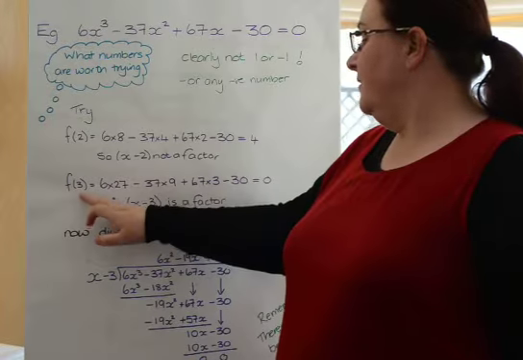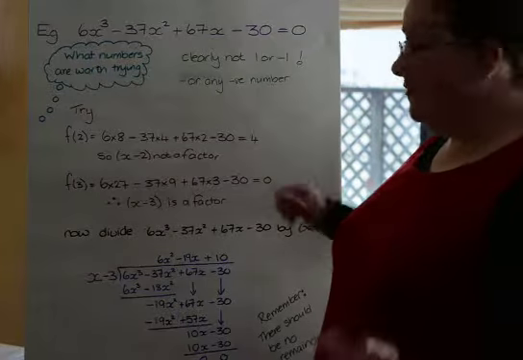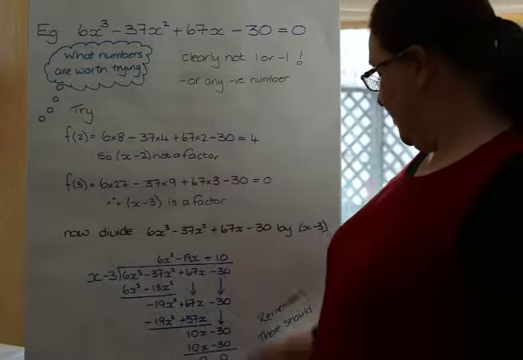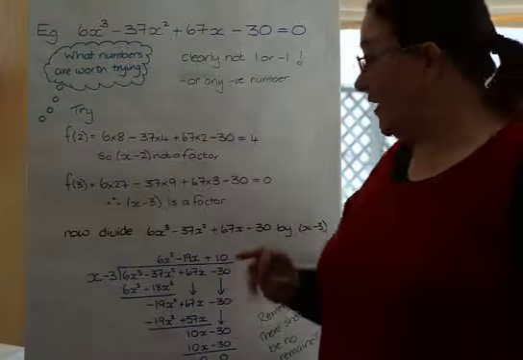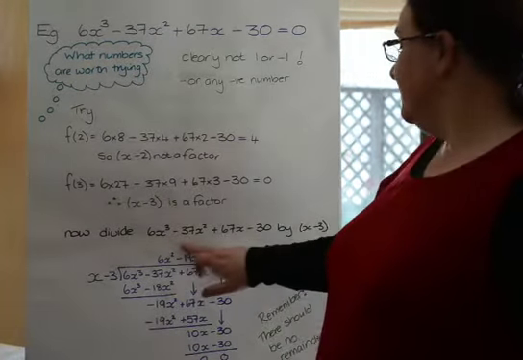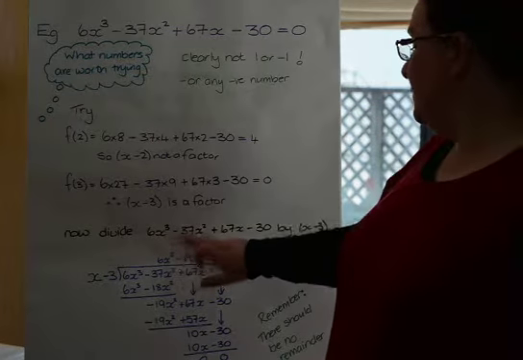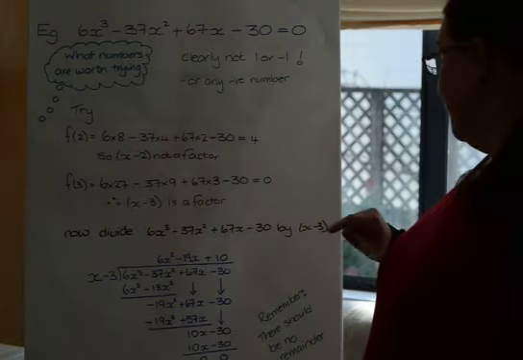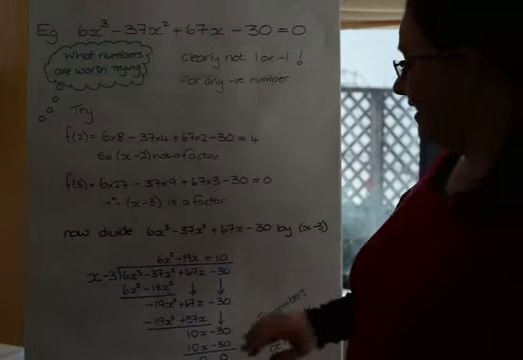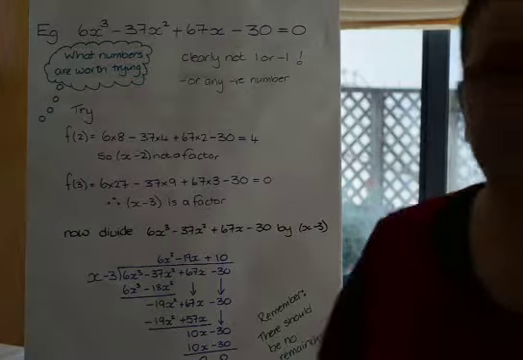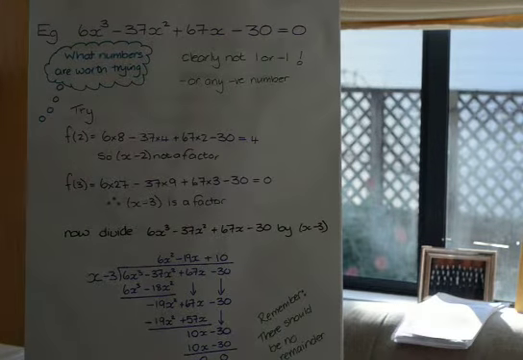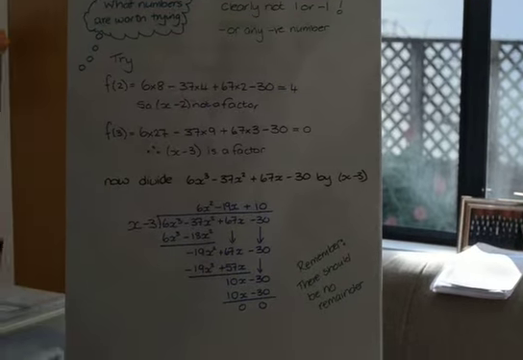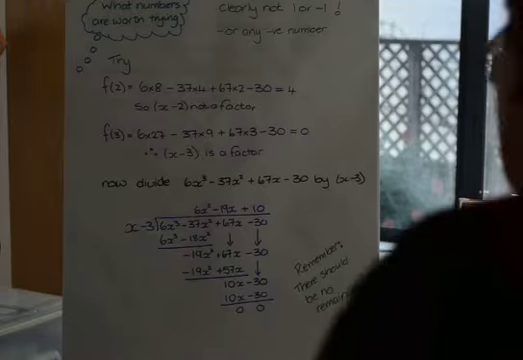I then look at 3, and I get 0. Fantastic. So I know that x minus 3 is a factor. Now, I hope you can see all of this, because I can't see on my camera whether you can or not. So I'm now going to divide 6x cubed minus 37x squared plus 67x minus 30 by x minus 3. And that's the process there. I'm just going to check to make sure you can see this. Just double checking. There we go.